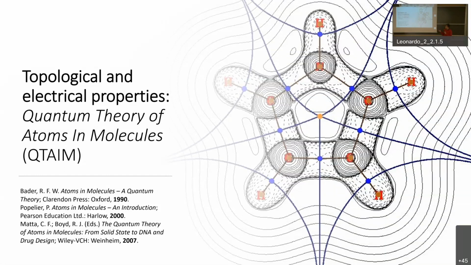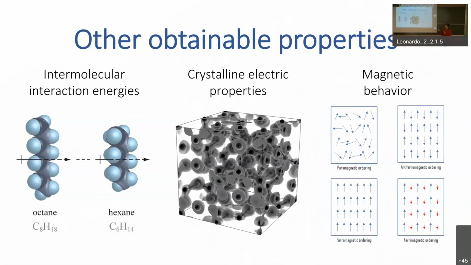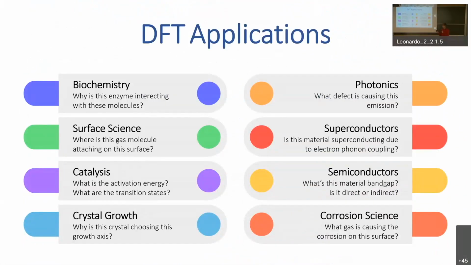This theory also helps to find some electrical properties, also starting from the electron density. Thanks to other theories, it is possible to obtain information about the intermolecular interaction energies, crystalline electric properties, magnetic behavior, and so on. This made DFT a really popular theory, especially in the fields of solid-state physics and chemistry, in which the study of the electronic structure is mandatory. Here we can see a lot of applications that DFT can have, ranging from catalysis to photonics, for example.